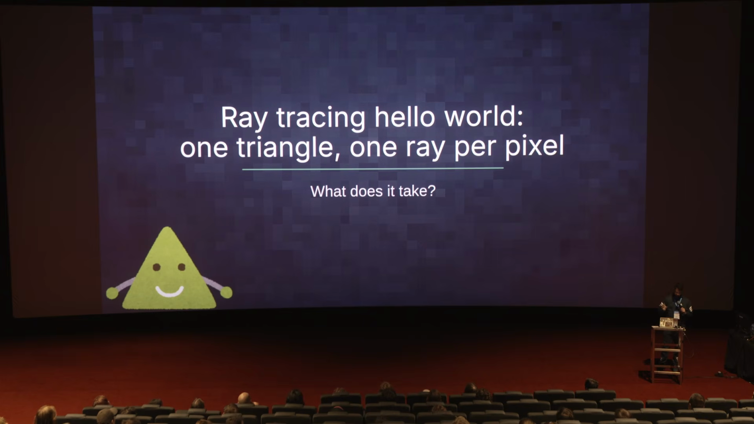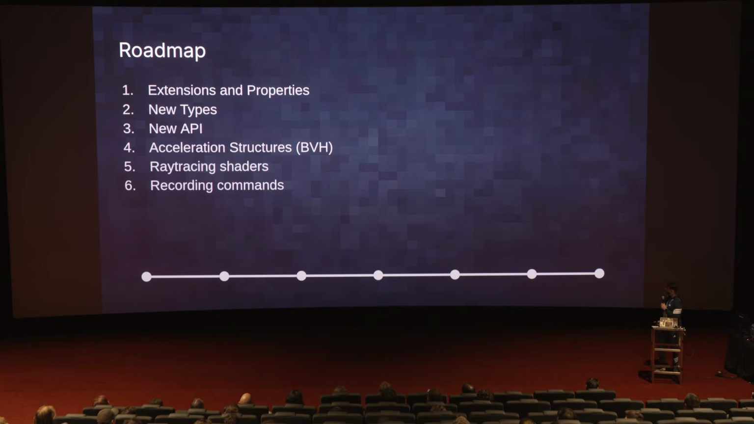Okay, so the idea is to do the ray tracing hello world, which is, in my mind, one triangle and shooting one ray for each pixel of the frame buffer. So what does it take? And what is the minimum set of changes needed to get a ray traced triangle on the screen? Here's the roadmap. This is what I ended up doing. There is a nice bar at the bottom that you can follow, so that while I guide you through the implementation process, you don't get lost.